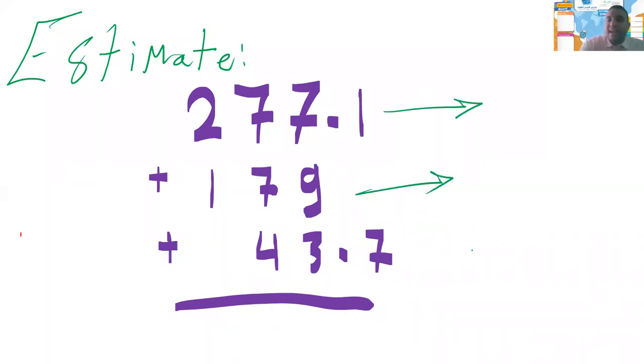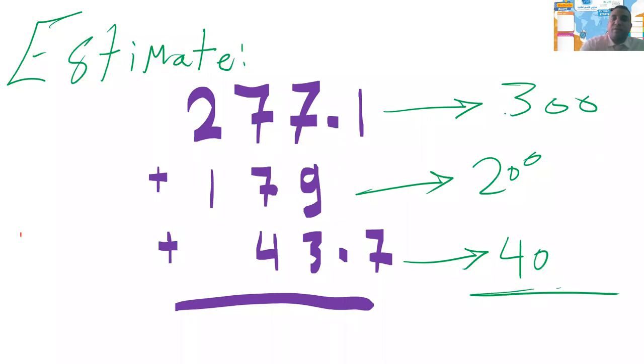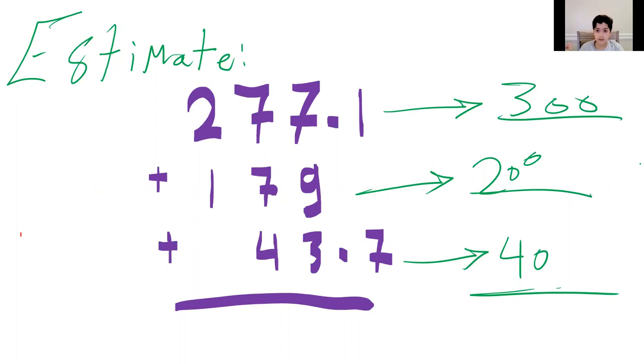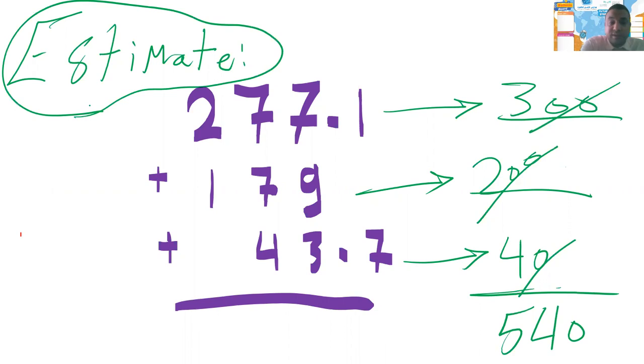First we will find it easily and quickly. I will estimate this one as 300, this one 200, and this one 340. I think it's very easy now. 300 plus 200 is 500, plus 40 equals 540. This is the benefit of estimation. It gives the nearest result to the exact one quickly and simply. If it's more than the exact one, it's called overestimation. If it's less than the exact one, it is underestimation.